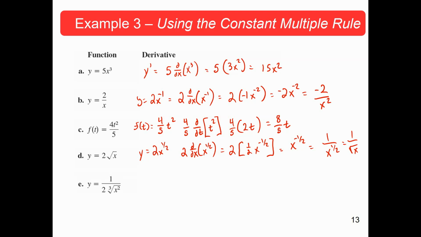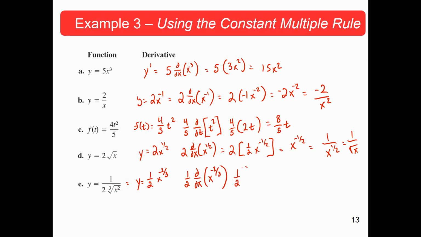Here we've got y equals 1 over 2 cube root of x squared. Once again, we're going to leave this as 1/2, but now we're going to say this is x to the 2/3, but negative 2/3 because it was on the bottom. We need to bring it up to the top. So we're talking about 1/2 times the derivative of x to the negative 2/3.